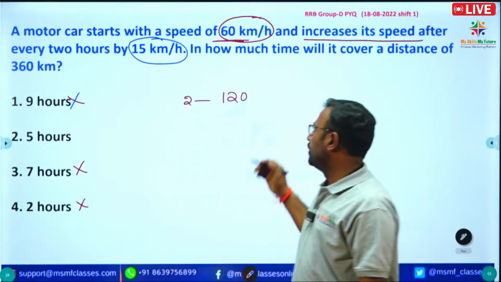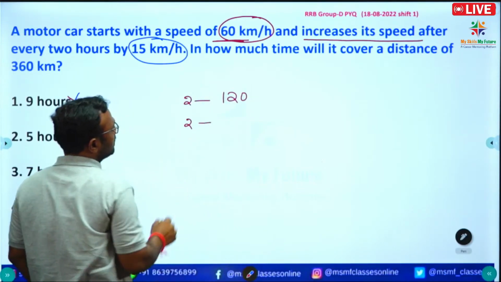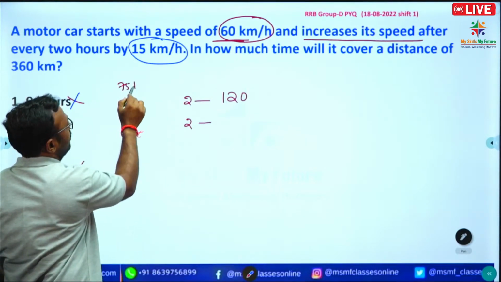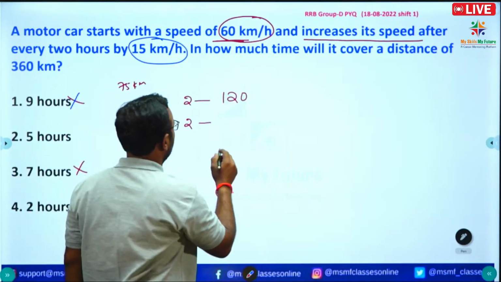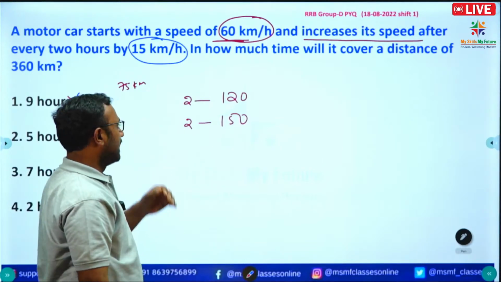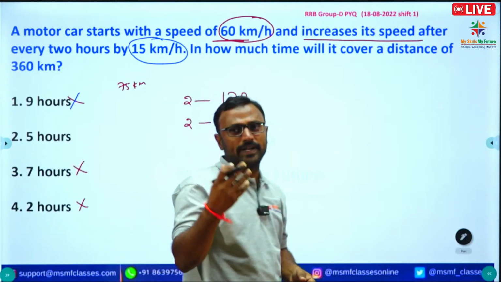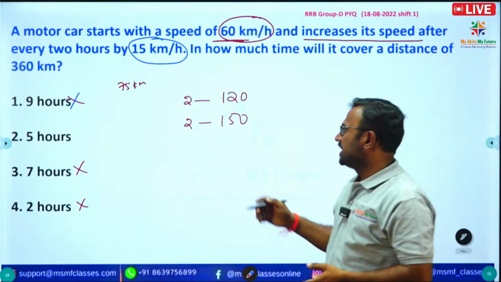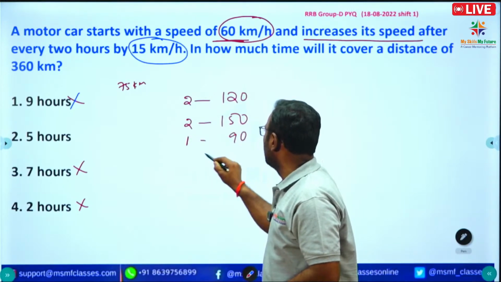In the second 2 hours, if they increase 15 kilometers per hour, that is 60 plus 15, 75 kilometers per hour. At 75 kilometers per hour, in 2 hours they complete 150 kilometers. If we increase again after 2 hours, the speed is 90 kilometers per hour. Then we go just 1 hour at 90.